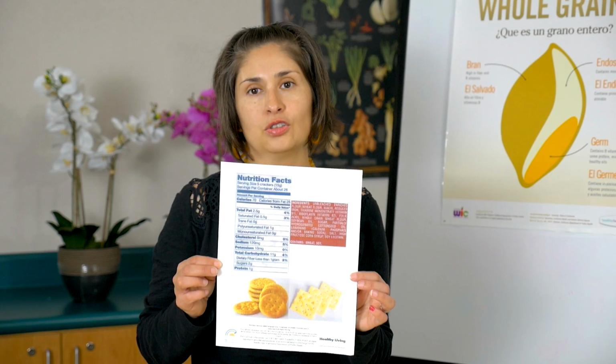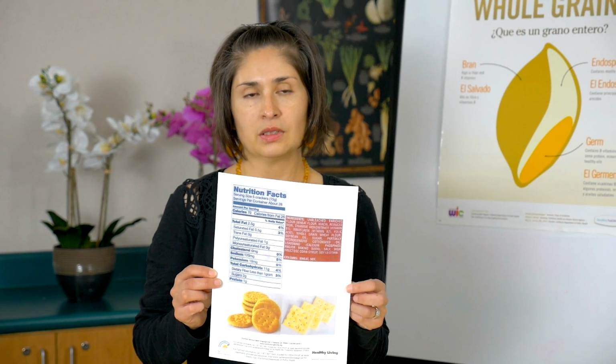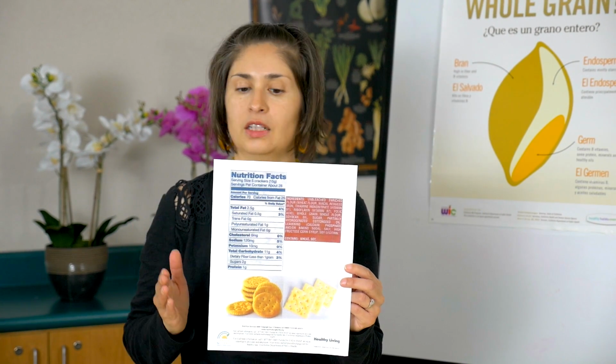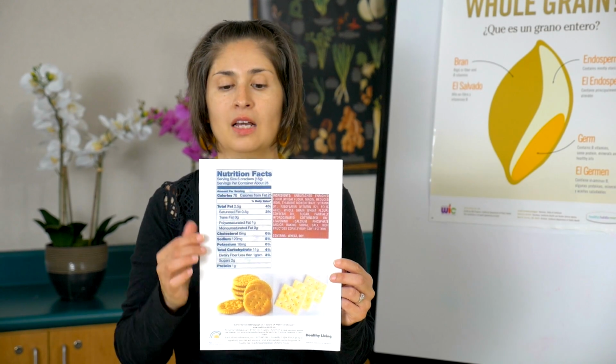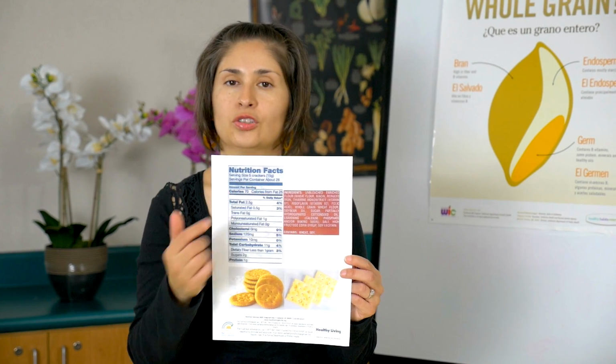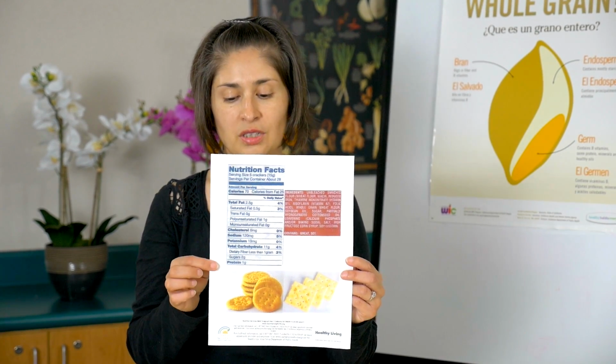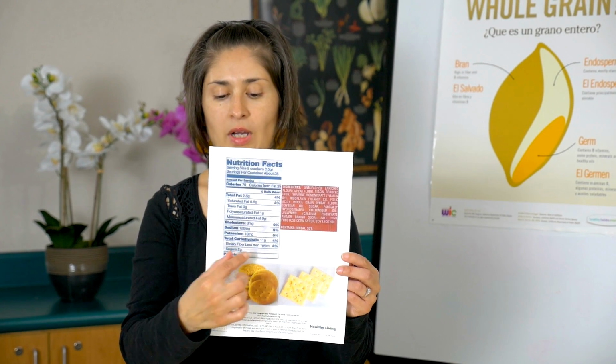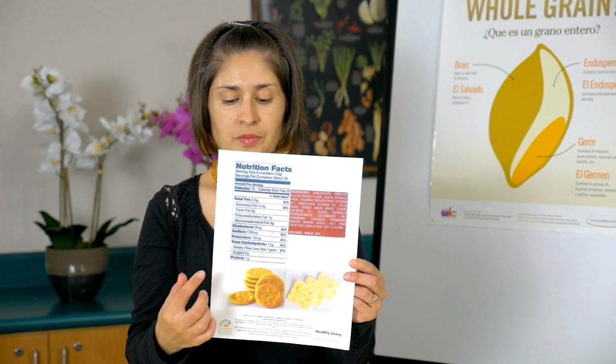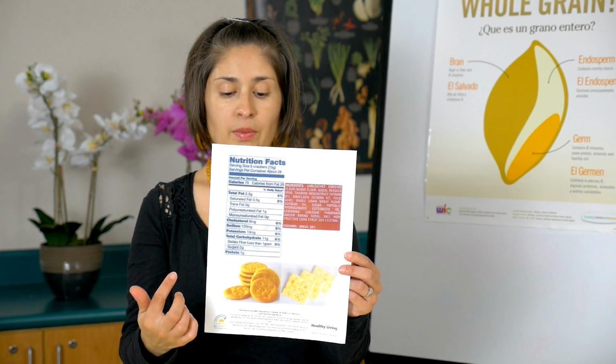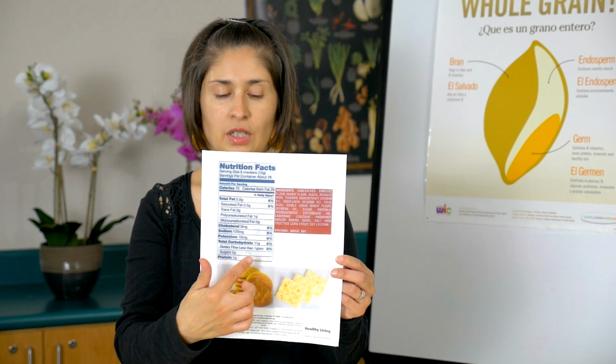So the best way to always know if you're getting a product that's a whole grain, and if it's a good source of fiber, is to look at the nutrition facts. Always turn the box around and look at the side of the box. Sometimes it's at the bottom of the box, but always make sure you're looking at the nutrition facts. Look under where it says total carbohydrates, at the fiber, where it says dietary fiber.